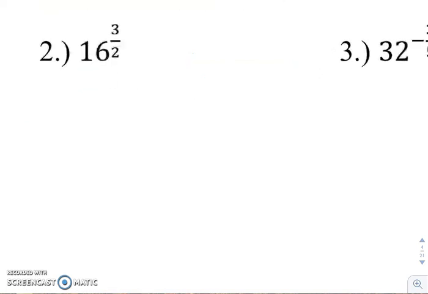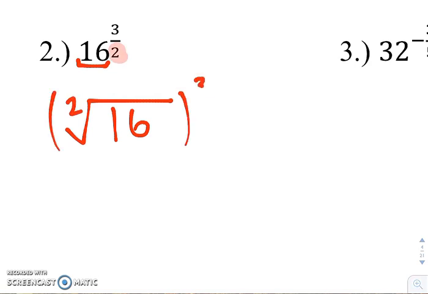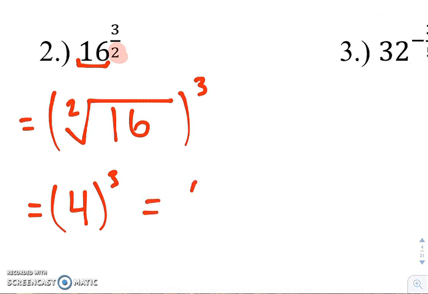So if we look at number 2, I'm going to rewrite this with my base of 16 being underneath or inside the radical. My denominator of 2 will become the index, and it will be to the third power. So the idea is that you simplify what's in parentheses first. So the square root of 16, and you don't necessarily need that 2 there, but if you want to write it, you can. The square root of 16 becomes just 4, but that cubed power is still out there. So 4 cubed becomes 64.